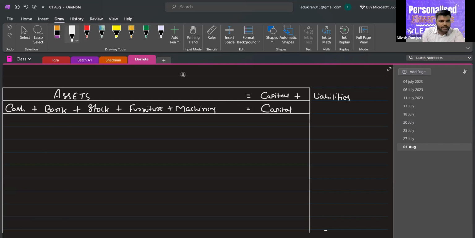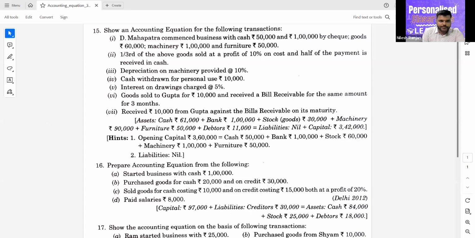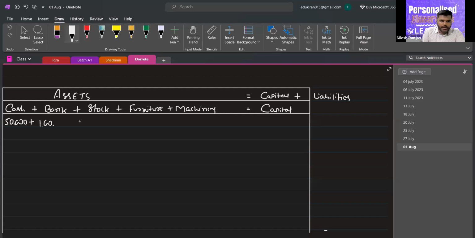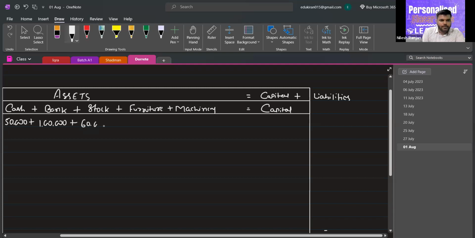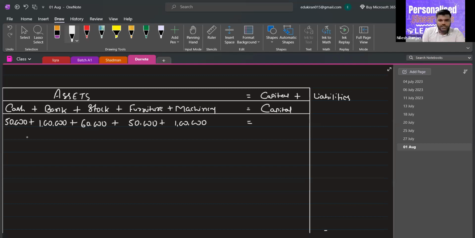So cash is 50,000. Check is 1 lakh. And the stock is 60,000. Machinery is 1 lakh. And furniture is 50,000. So these are our asset side now of 2 lakh, 3,60,000 on the capital side.